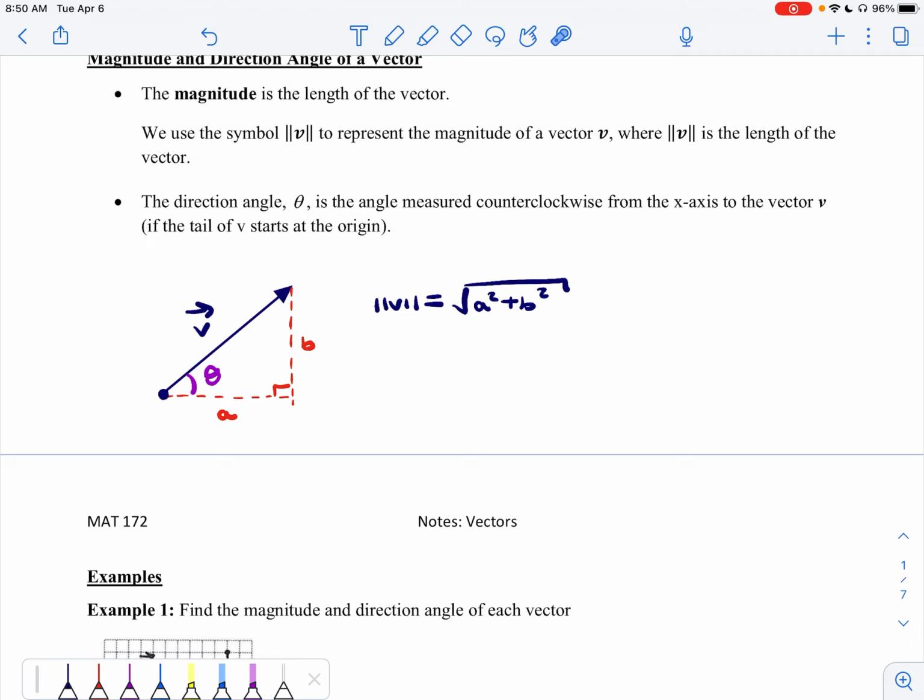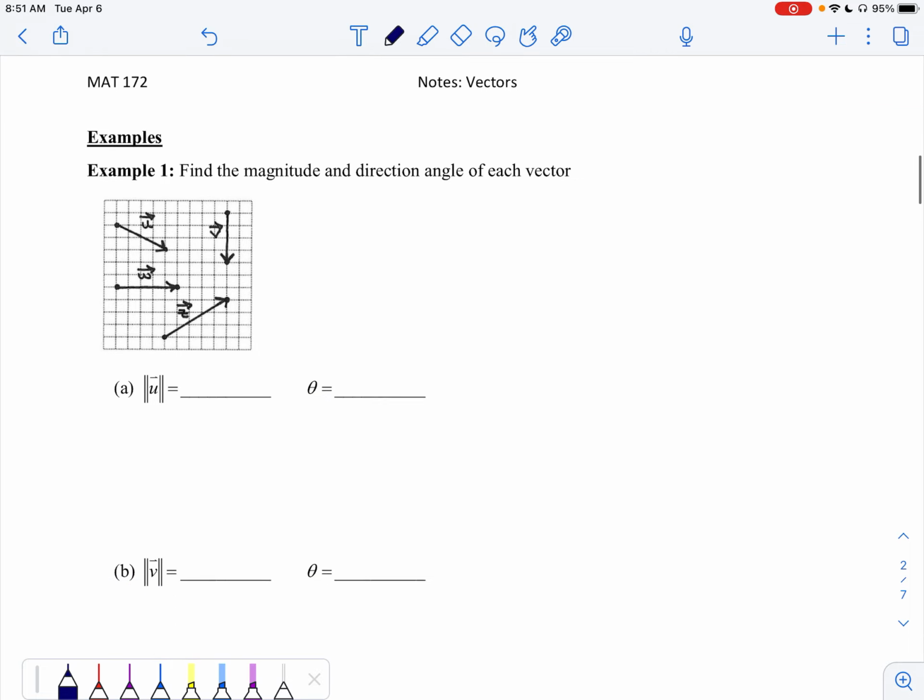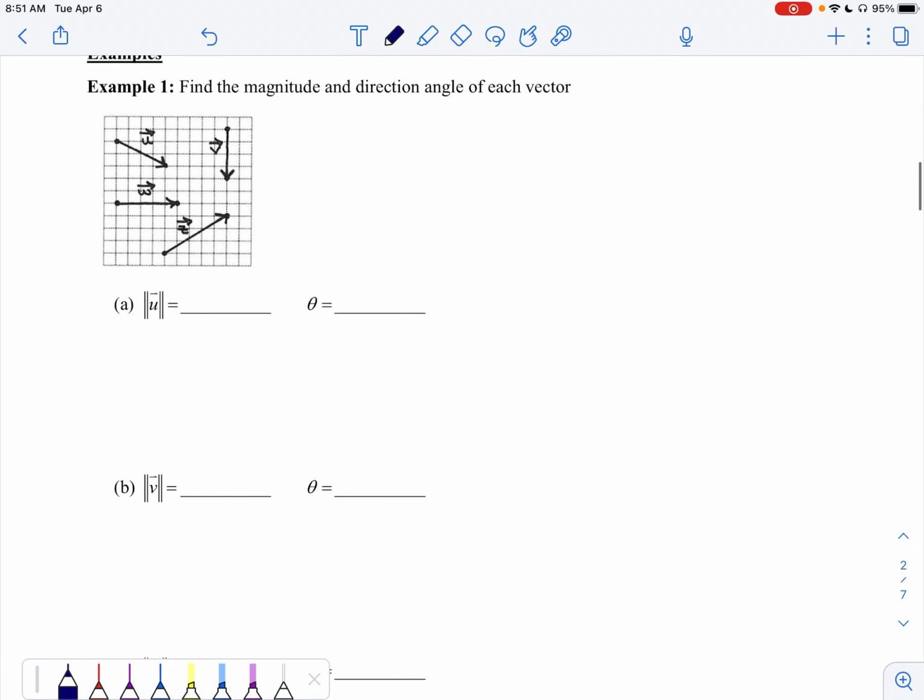So if we're trying to find theta, we can just think about our SOHCAHTOA. If we know a and b, we can use our tangent function, and we just have tangent of theta is equal to b over a. All right, so let's take a look at a couple examples of finding both the magnitude and direction angle of some vectors.